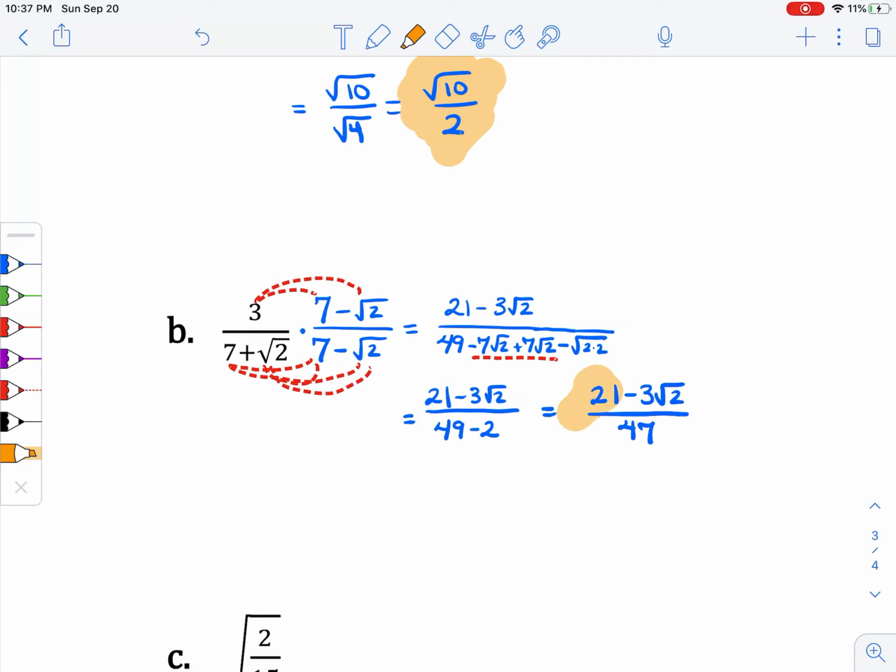Now, as it's a fraction, we would check to make sure that there's no common factors between the top and the bottom, and in this case, there are not. So this is our final answer.